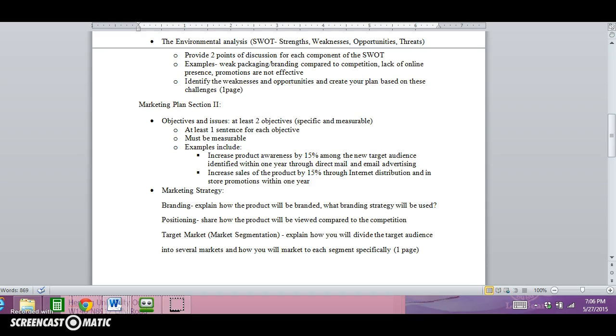Examples include: increase product awareness by 15% among the new target audience identified within 1 year through direct mail and email advertising. That's very specific. It tells you the measure, which is 15%, and it also shows you how you're going to get there. You're also going to create the marketing strategy, share the branding, explain how the product will be branded, what branding strategy will be used and why, positioning, share how the product will be viewed as compared to the competition, the target market. Are you going to divide the target market and use market segmentation?